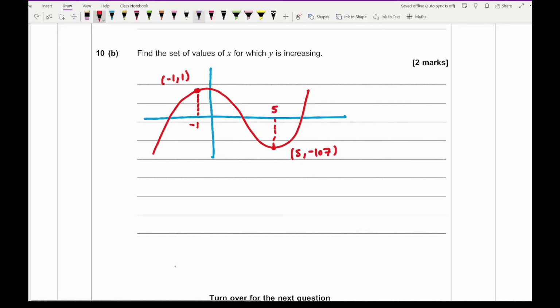So I'm looking for where the gradient is positive, and it's positive in this region here and this region here. So it's going to be increasing when x is less than -1 or when x is greater than 5.